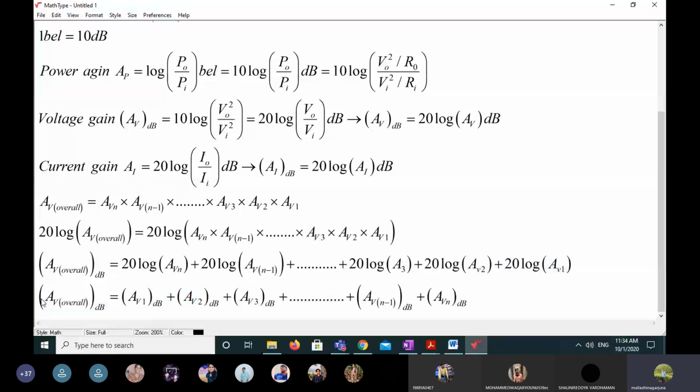If it is absolute gain, the product of individual voltage gains is equal to overall voltage gain. If it is decibel gain, the sum of individual voltage gains is equal to overall voltage gain. Please note down the statements. If you want to calculate the overall absolute gain of the multi-stage amplifier, you have to take the multiplication of individual absolute gains. Overall decibel gain is equal to the sum of individual decibel gains. Two formulas.